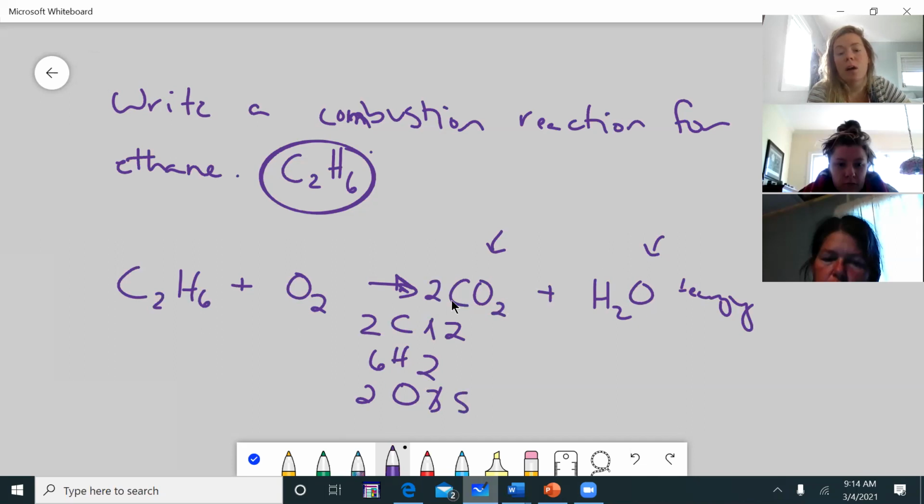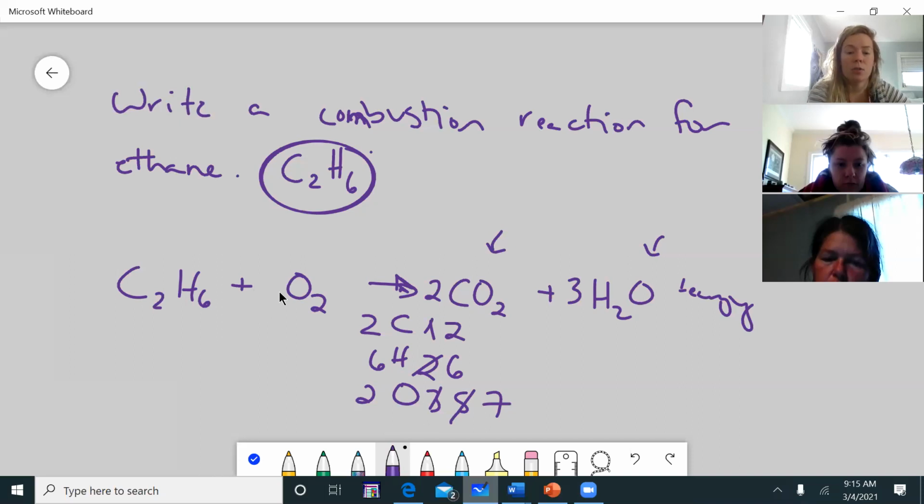All right, after you balance carbon, balance your hydrogens. That's just a rule of thumb when doing combustion reactions: do carbon, then hydrogen, then oxygen. So hydrogen, I have 6 over here, and I want to have 6 over here. So I'm going to put a 3 in front of the water. That changes this to 6, and it changes oxygen to 4, 7. Okay. So we're balanced except for the oxygen.